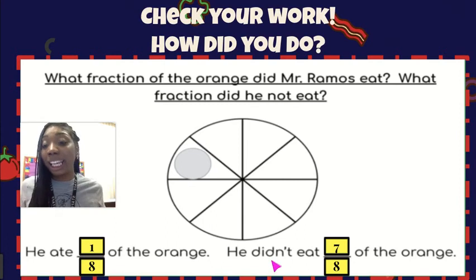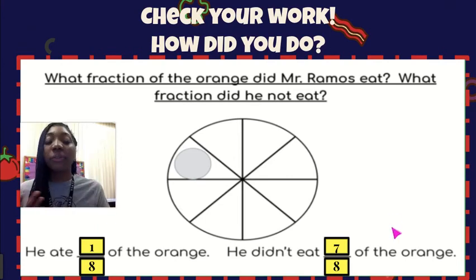Well, that means how much did he have left? What didn't he eat? I know that there are 1, 2, 3, 4, 5, 6, 7 slices left. So he did not eat 7 out of the 8 total slices. So the fraction would be 7/8 of the orange Mr. Ramos did not eat. Okay? How do you think you did? Great. And remember, we're going to continue learning more about fractions. Just remember, as long as you know that fractions are a part of a whole, you'll do just fine.